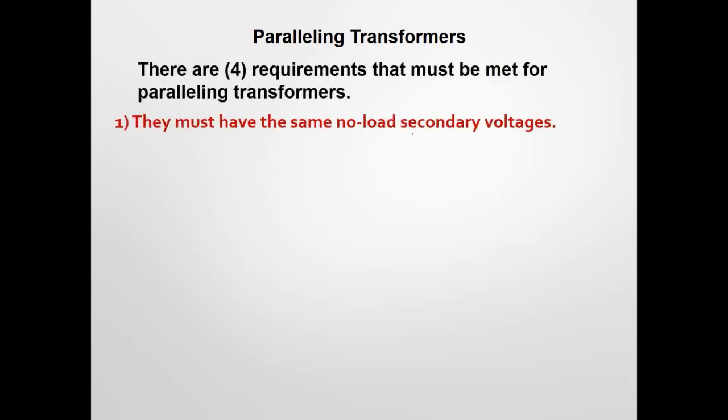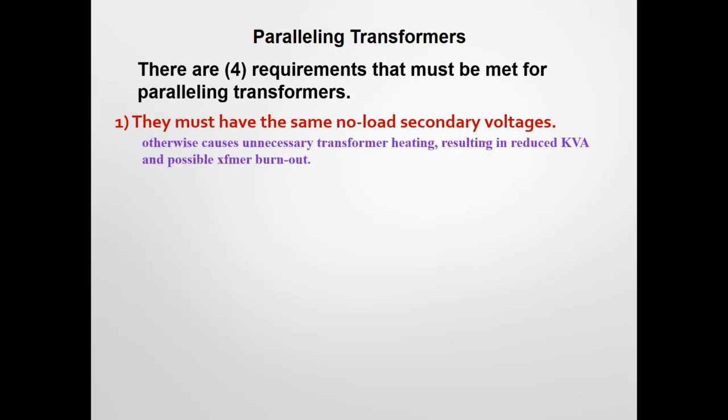They must have the same no-load secondary voltage. So if we don't have that, it could create unnecessary circulating current between the two and result in transformer heating and possibly reduced kVA or transformer burnout. So it'd be like putting a 12-volt battery that's fully charged in parallel with one that's not charged. You're going to see the fully charged one will discharge to the one that isn't charged, but it's never going to equal out here. So it'll always have that current flowing between the two, creating that heating.